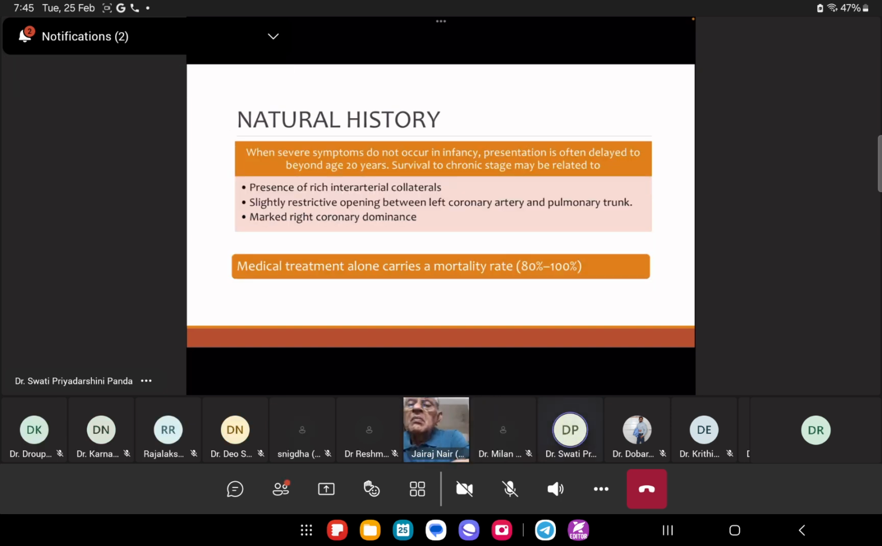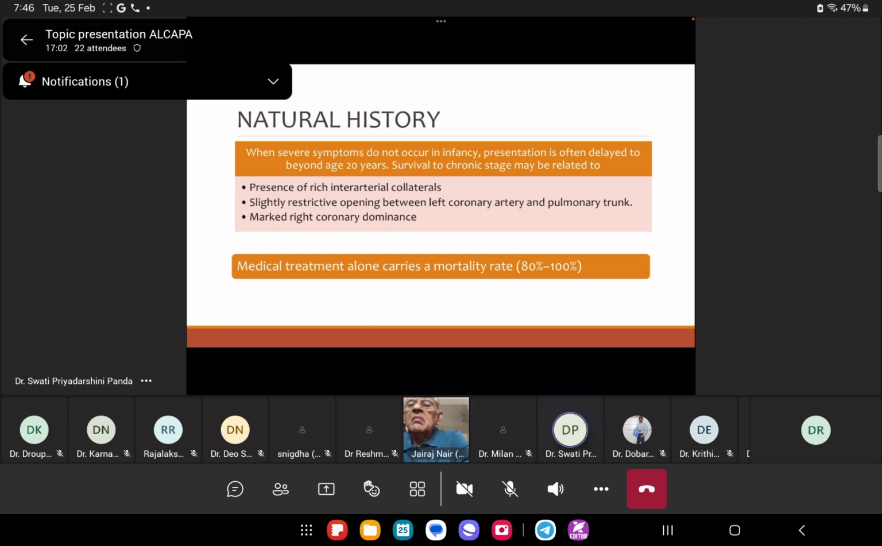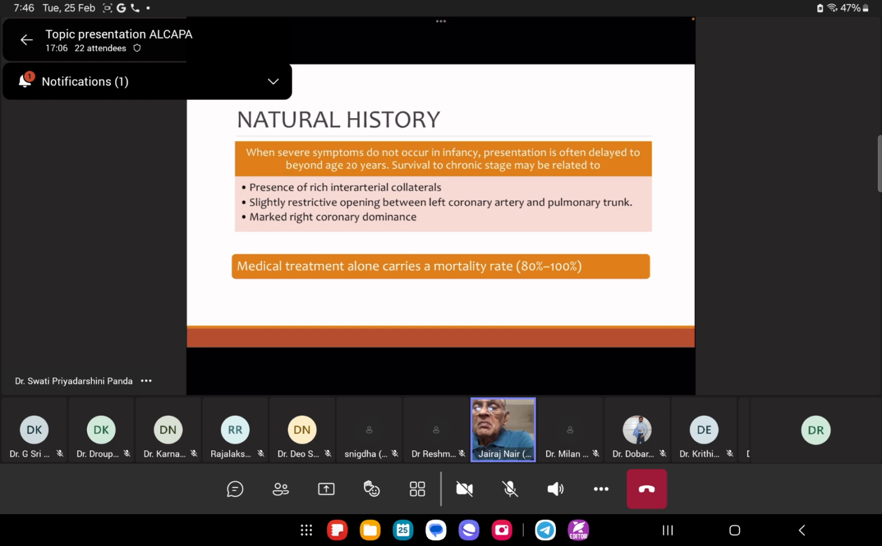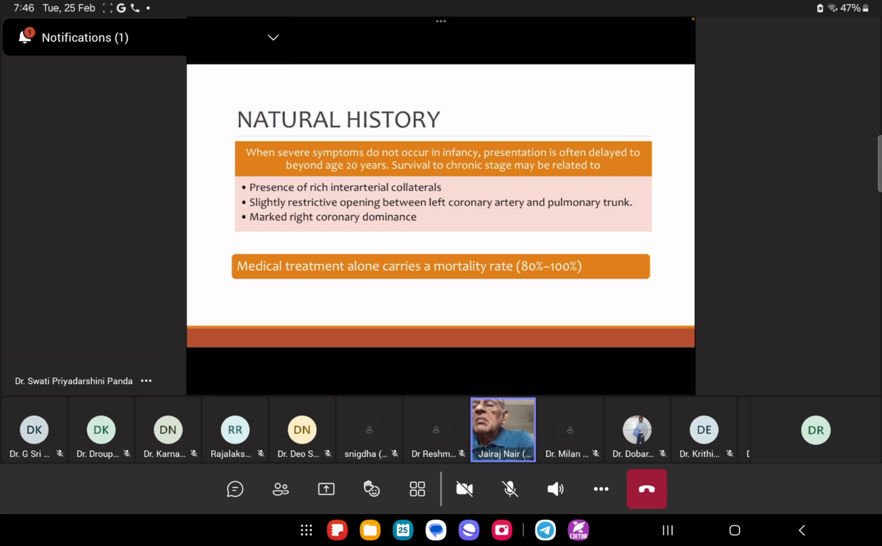When severe symptoms do not occur in infancy, presentation is often delayed to beyond the age of 20 years. Survival to chronic stage may be related to the presence of rich interarterial collaterals and a slightly restrictive opening between the left coronary artery and pulmonary trunk, and marked right coronary dominance. Medical treatment alone carries a mortality rate of 80 to 100%.